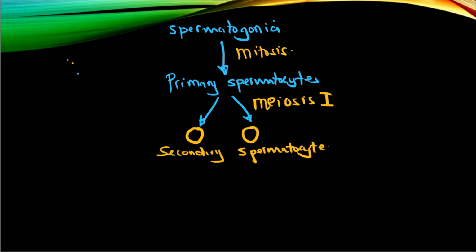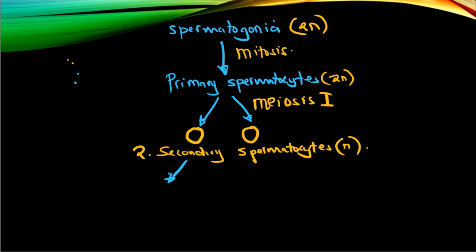Spermatocytes. What we shouldn't forget is that spermatogonia are diploid. Primary spermatocytes are diploid, but when they undergo meiosis 1, they become haploid. Each of these two secondary spermatocytes is going to enter meiosis 2.